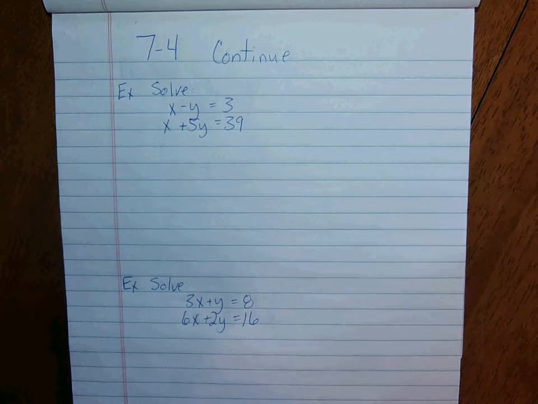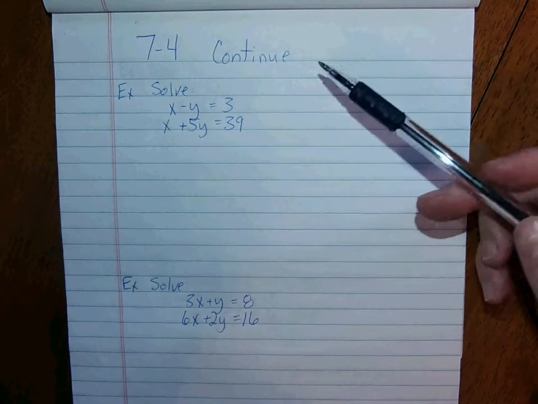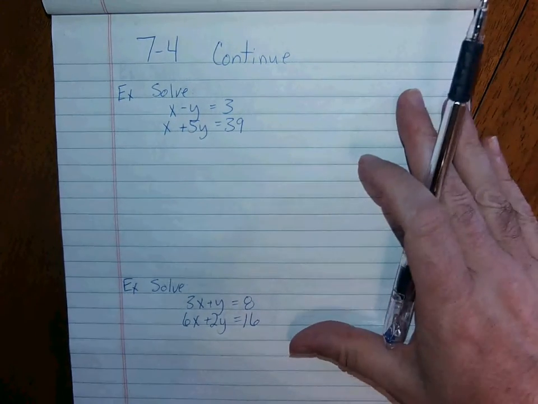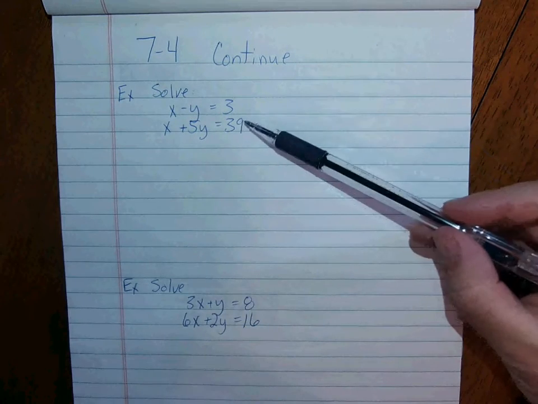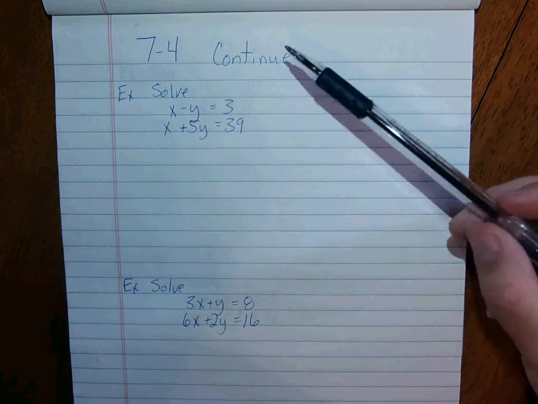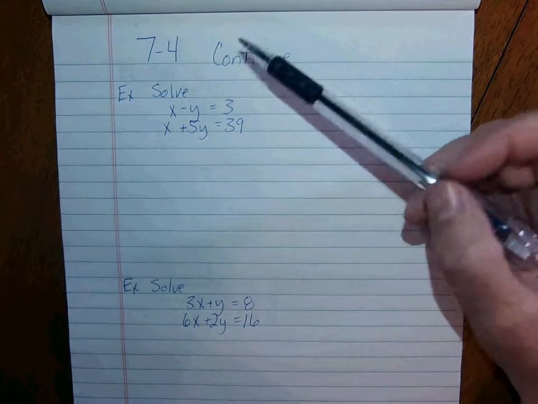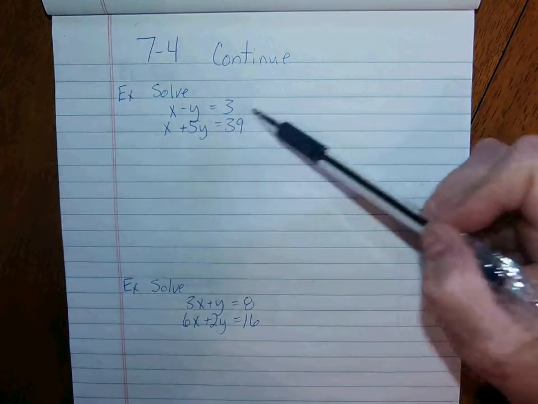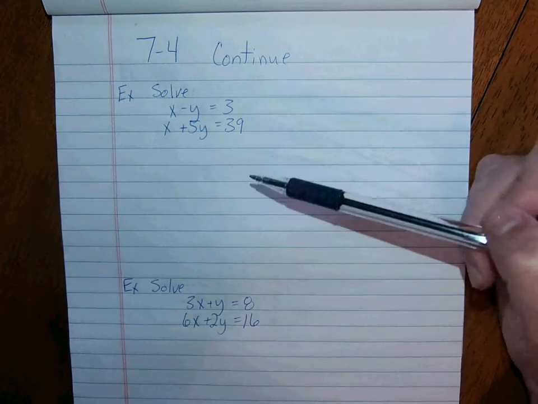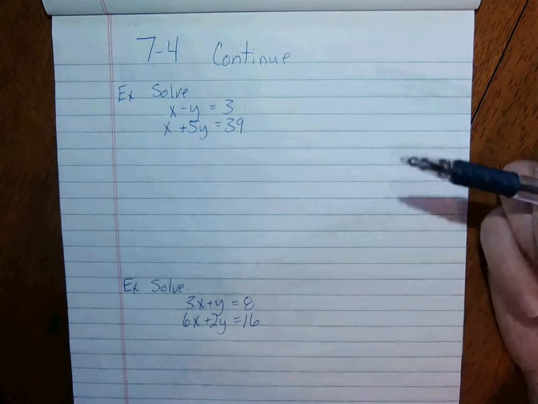Today we're going to continue 7-4. This is solving systems of equations. Now you'll notice that this is a little bit different than what we did in the previous video, where we were left with y equals something and y equals something, and we could set those two equations equal to each other. Here we don't have that.